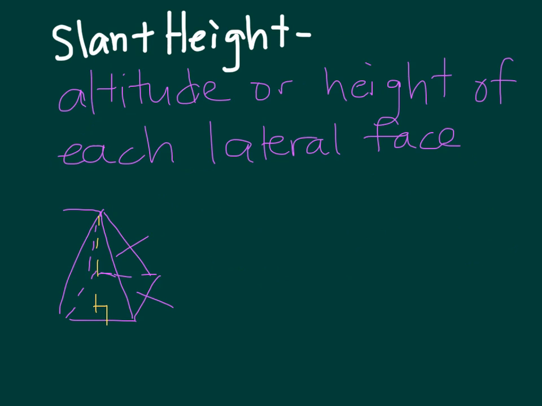When we talk about a regular pyramid, a pyramid in general, we also talk about something that we call the slant height. And we've talked about the height of the pyramid, and the height of the pyramid goes from the top, the vertex up here, straight down to the middle of the base, right?